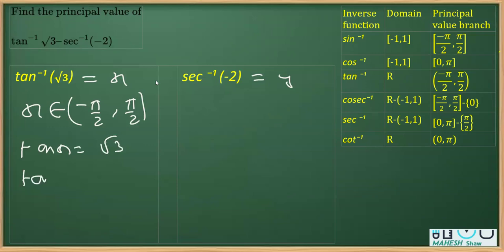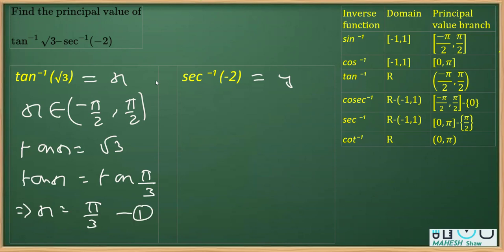Now, we know that root 3 is tan pi by 3. And as you can clearly see, pi by 3 belongs to minus pi by 2 to pi by 2. So we can say, therefore, the value of x is pi by 3. So I mark it as equation 1.